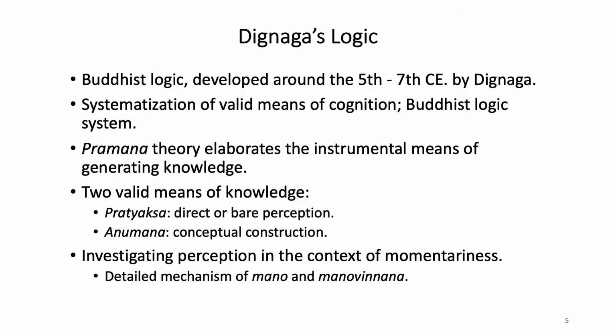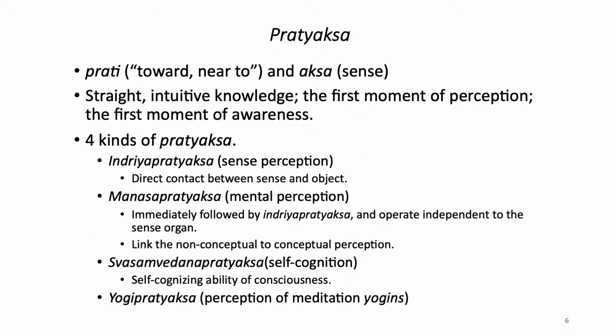There are two valid forms of knowledge. They are Pratyaksha and Anumana. Pratyaksha, in other words, is direct or bare perception, and Anumana means inference or conception. In contrast to Anumana, Pratyaksha is devoid of conceptual construction. Let's look at Pratyaksha first.